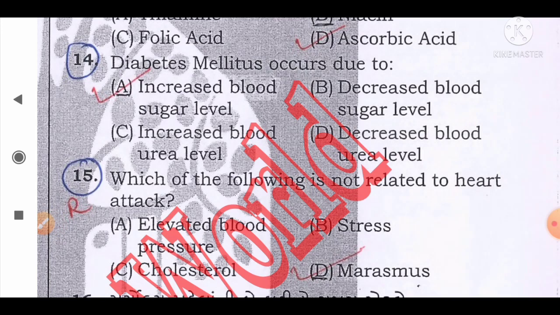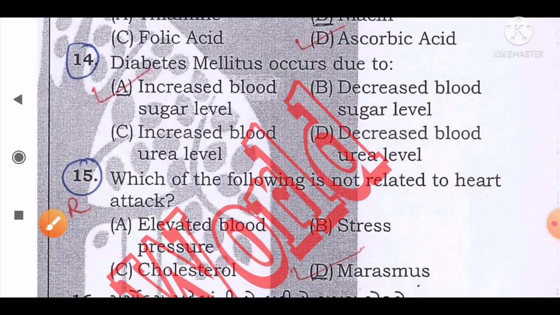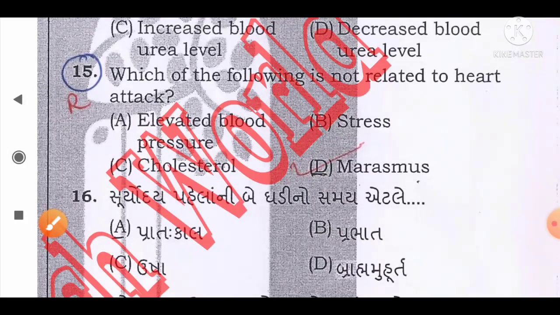Diabetes mellitus occurs due to A, increased blood sugar level, B, decreased blood sugar level, C, increased blood urea level, D, decreased blood urea level. And the correct answer for this question is that it occurs due to an increase in the blood sugar level. So option A, increased blood sugar level, is the correct answer for this question. Move to the next question, number 15.